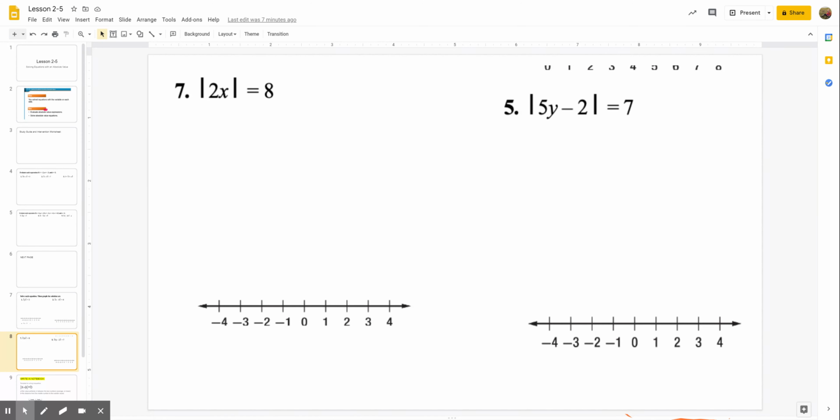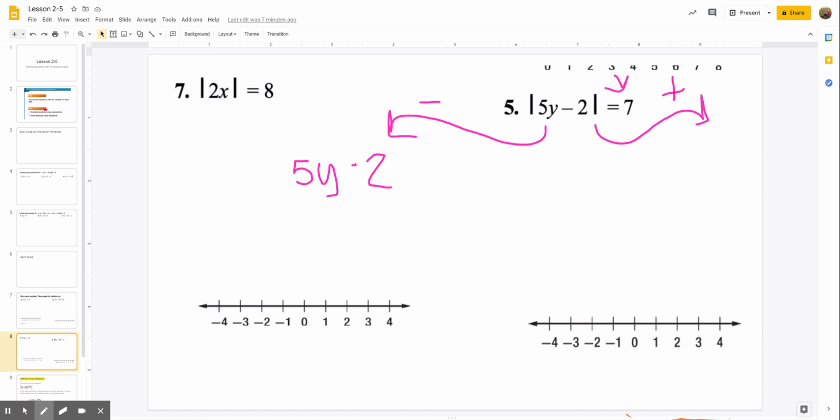I'll show you one two-step one. So we're going to do number 5 together. So again, we're going to have a negative journey and a positive journey. The negative journey, you just copy everything down. On the left side of the equation, we're just going to make this guy negative. And on the positive side, you just copy your entire equation down exactly like you see it without absolute values.